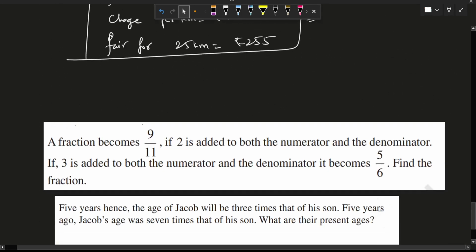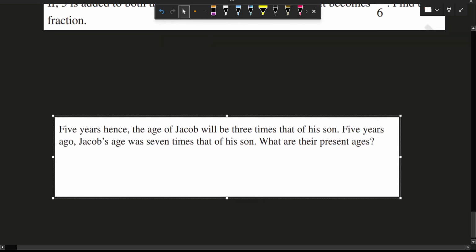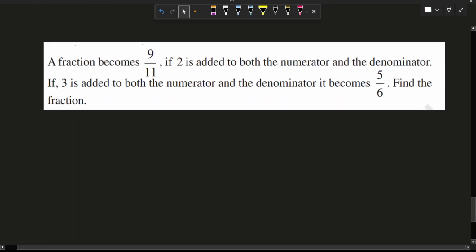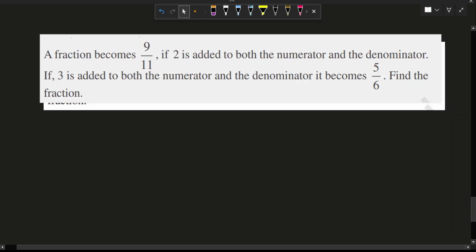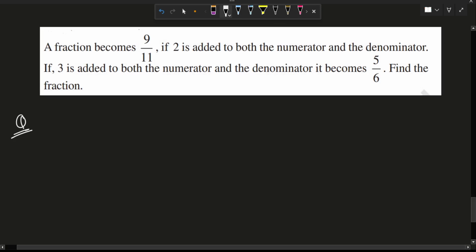Now let's move to the sixth question. I hope we are not solving many questions in one video, but yeah, I would like to finish at least one method in one video. So that's another question, seventh question, I think. Now here, one fraction becomes 9 by 11 if 2 is added to both the numerator and denominator. And if 3 is added to both the numerator and denominator, it becomes 5 by 6.